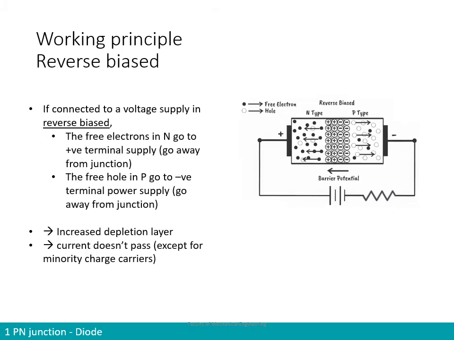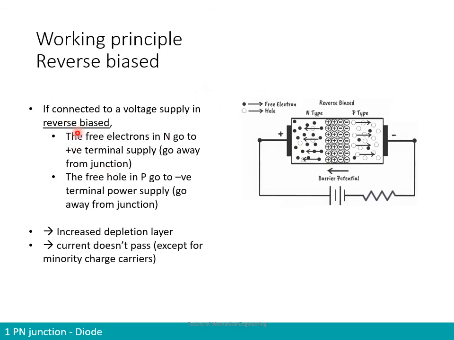And then in the opposite direction, if we connect now, let me get my pointer. If you connect now in the opposite direction our power supply, where we have our positive terminal connected to the n-type junction, and the negative terminal connected to the p-type junction, this is what we call connection in reverse bias.